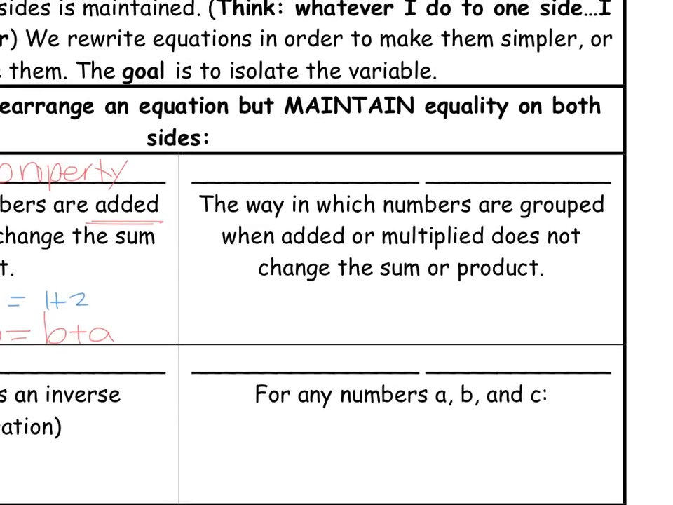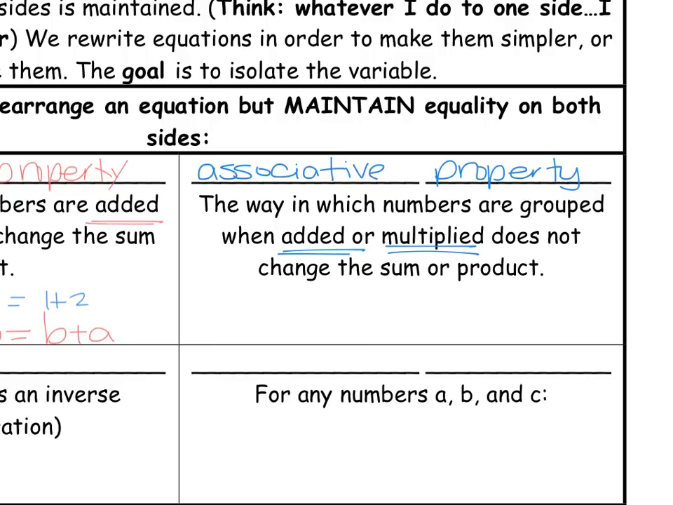The second property is the way we arrange or group the numbers, and that is called the associative property. And again, the associative property is the way in which numbers are grouped when added or multiplied. Notice there's no subtraction or division in there. This does not change the sum or the product.